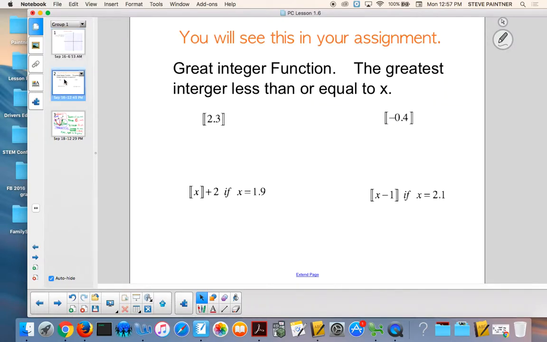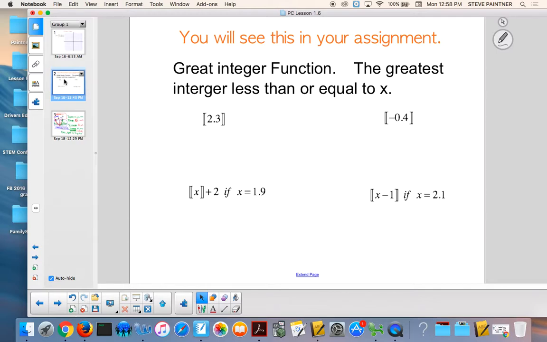All right, guys, there are two slides. This is actually the second slide. Eyes up, eyes up. I might have changed a little bit. I think I wrote this stuff on there, so you probably don't see this, but it says, you will see this in your assignment.